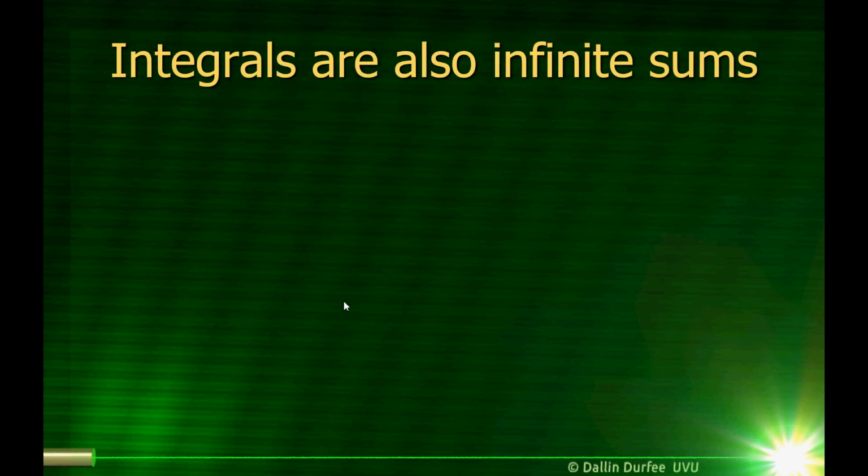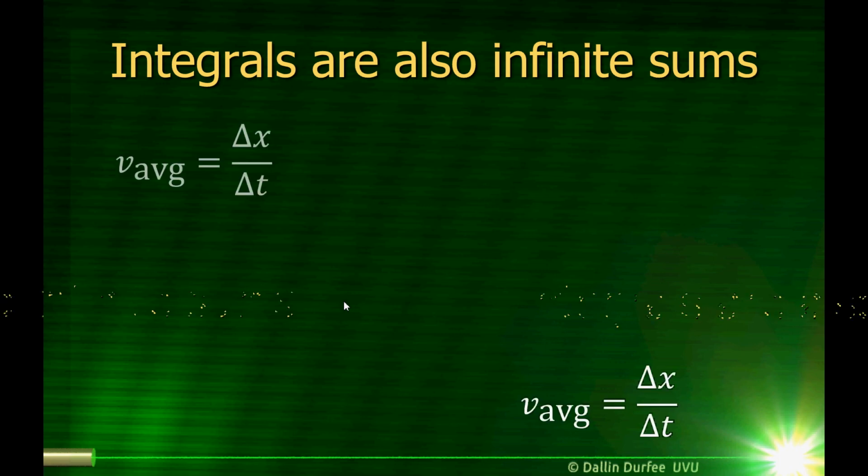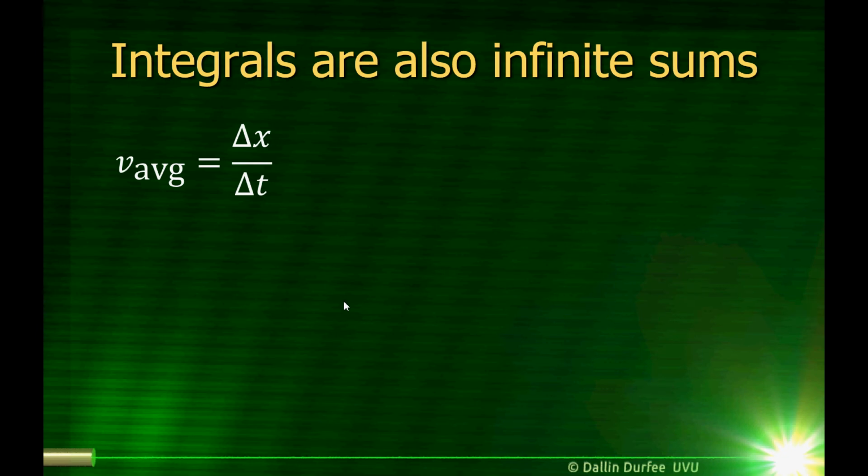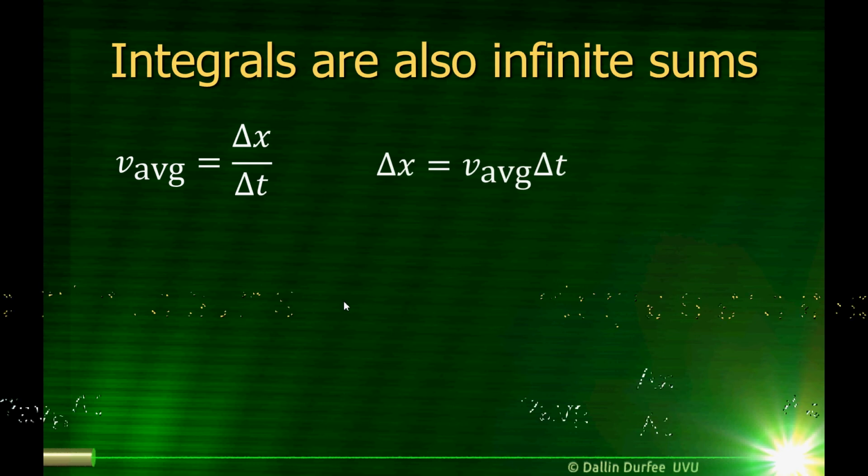Now, so integrals are kind of like inverse derivatives, but integrals are also infinite sums. So as you remember, when we talked about derivatives, we talked about velocity. And the average velocity of something is the change in distance divided by the time it took to change that distance. But then you can solve this equation for x, and you could say the distance that you travel is just your average velocity times the time you were traveling.